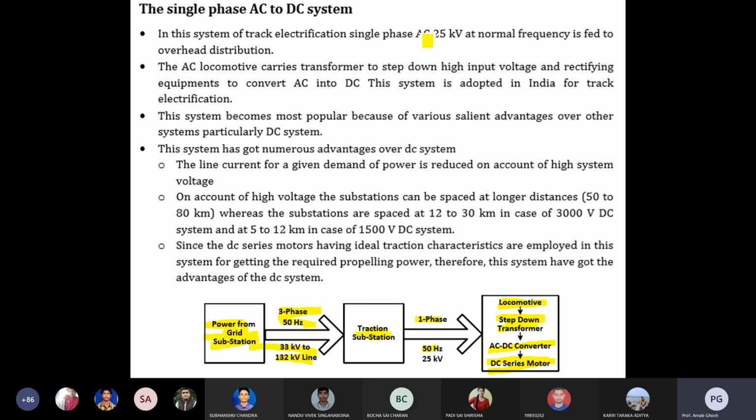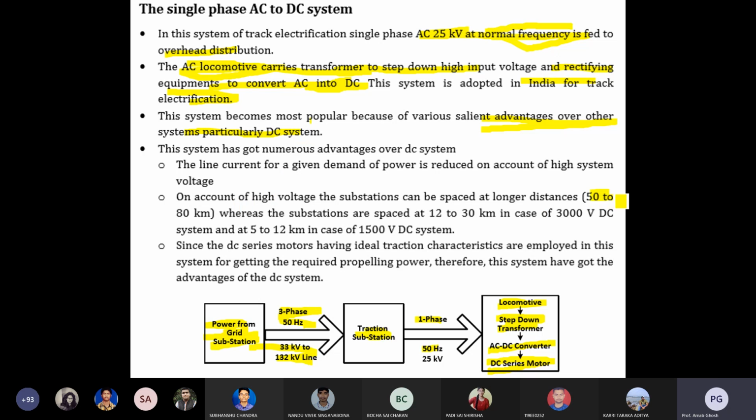It is written that AC 25 kV at normal frequency is considered and used for overhead distribution. In the AC locomotive, series transformers are used to step down the high input voltage, and rectifying equipment converts AC into DC. This system is adopted in India for track electrification. The system has become the most popular because of its salient advantages over the other systems, specifically the DC system.